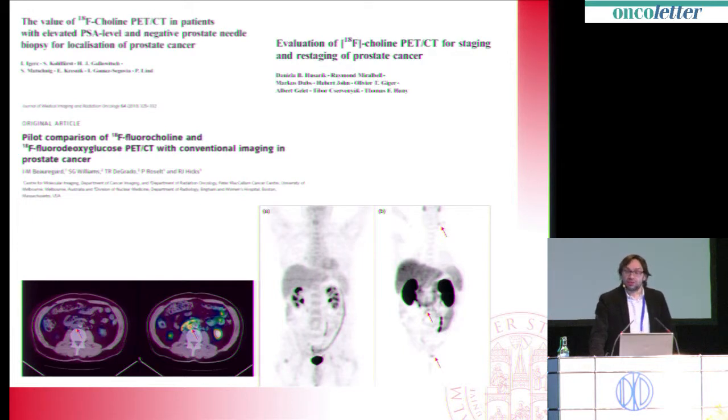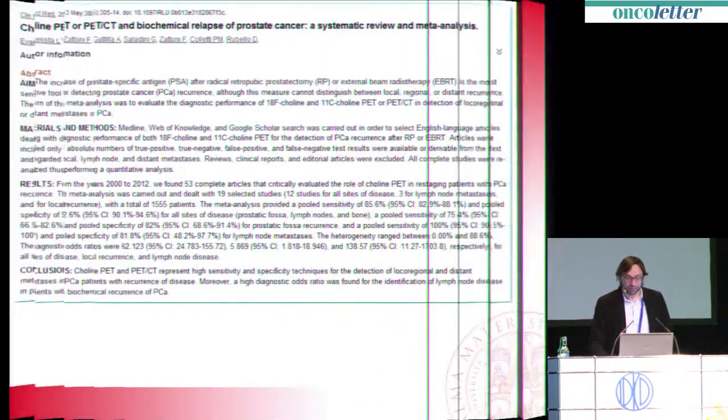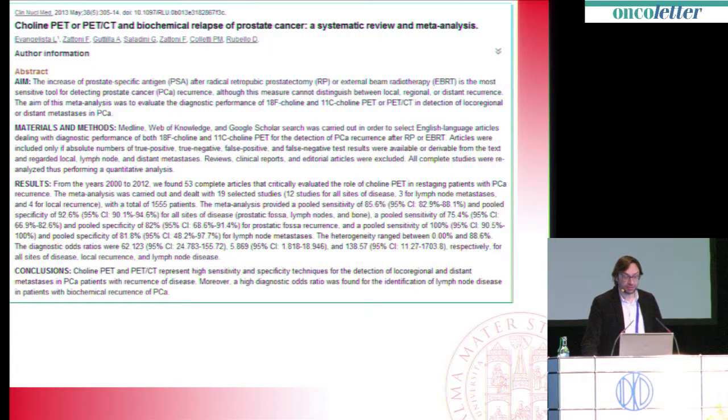And the data are very consistent for a diagnostic usefulness, which is very similar for F-choline and carbon-11 choline. There is a very recent meta-analysis which demonstrates very high sensitivity and specificity for the detection, especially of local, regional, and distant metastases. So as a clinical use, at least in our institution and our experience, if you suspect a recurrence, definitely MR is the gold standard for the local recurrence, so the prostatic bed evaluation. But if you do suspect that the recurrence may occur at lymph nodal or bone level, choline is the way to go.